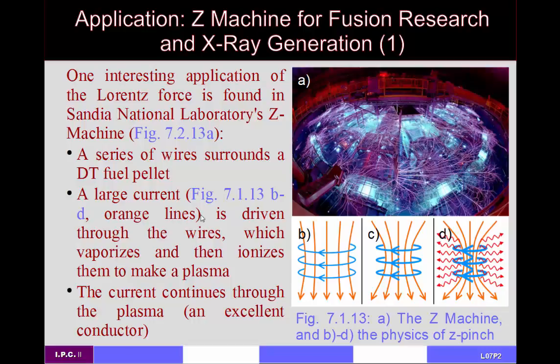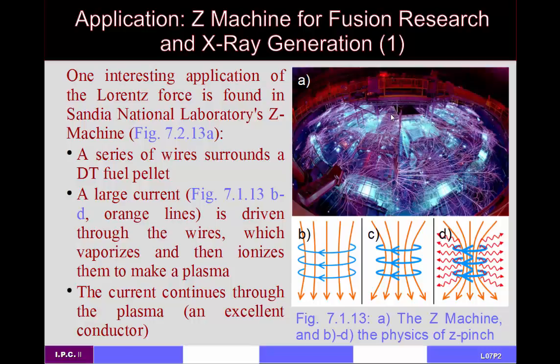Here's another interesting application of magnetic fields acting upon a current carrying wire. It's called the Z machine, and it's used for fusion research and for X-ray generation. And this right here is the actual Z machine. These right here are diagrams showing the basic physics of what's called a Z pinch. So this is at Sandia National Lab, which is in Albuquerque, New Mexico.